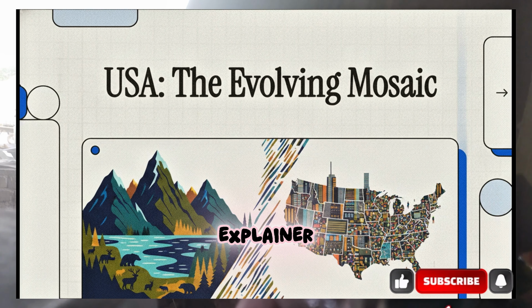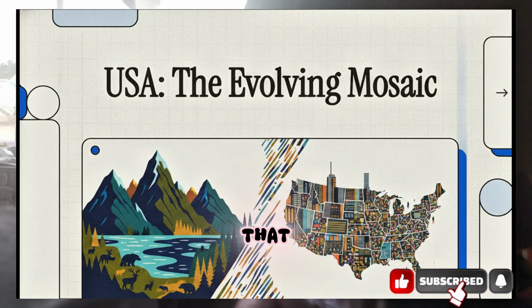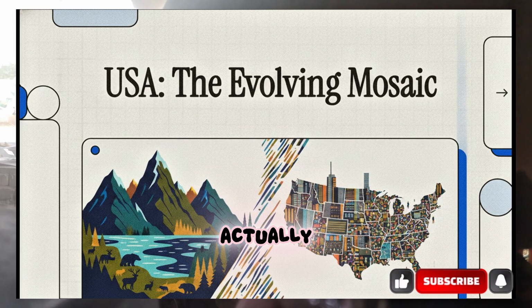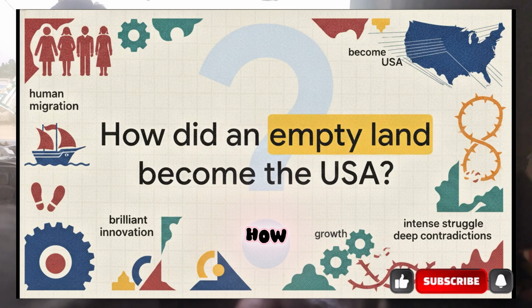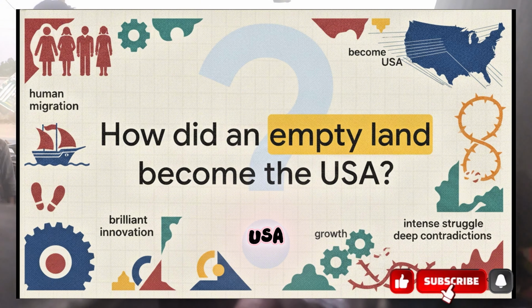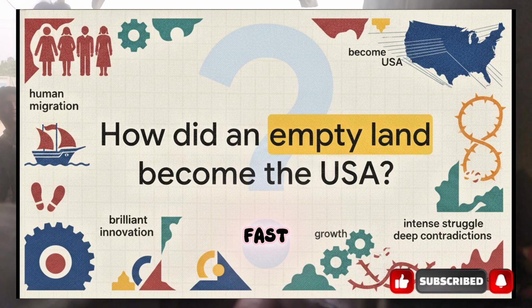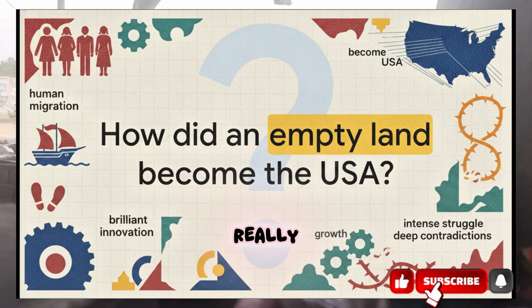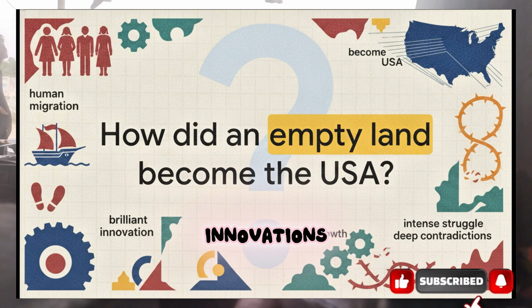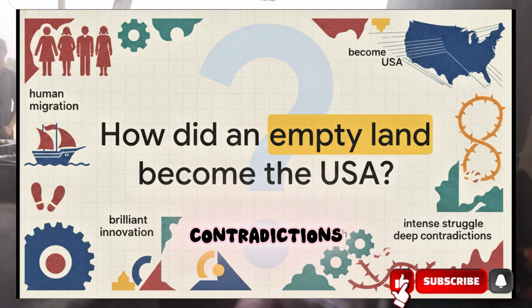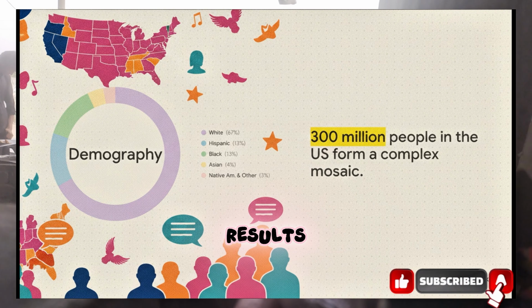Welcome to this explainer, where we're going to explore exactly how that unbelievable transformation actually happened. So the big question we're tackling today is simply this. How did this empty land become the USA? How did it grow so fast? And honestly, what kind of country has it really become? It's this fascinating, sometimes messy story full of human migration, intense struggles, some brilliant innovations, and yes, some pretty deep contradictions too. And the modern result of all that history?